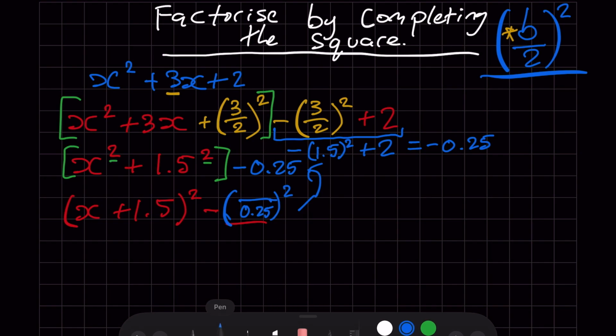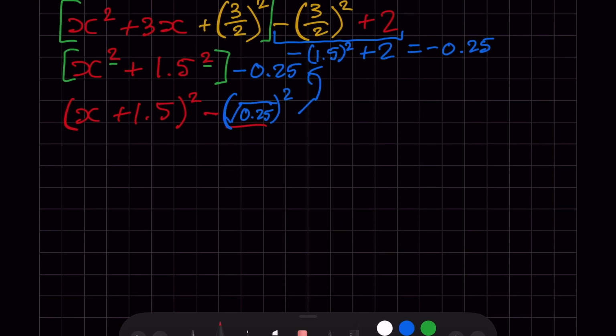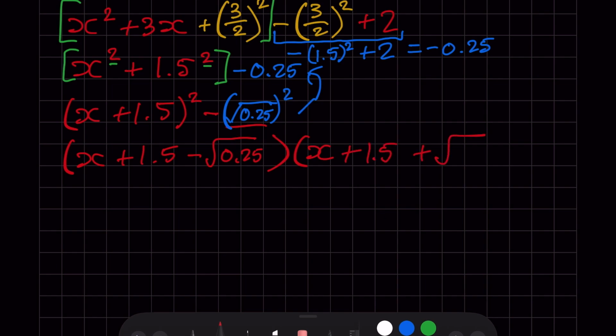That works for any number, by the way, like the ones that we did before, the 4, where we did 3 squared at the start and we did 2 squared before. We could have easily done the square root of 4 or the square root of 9, and it would have worked just the same. Now we have got everything that we need. We can go x plus 1.5 minus the square root of 0.25, and we go x plus 1.5 plus the square root of 0.25.